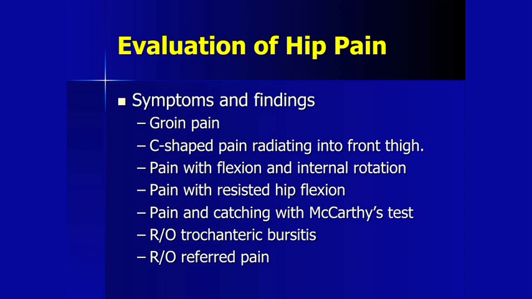There's a test called McCarthy's test that's done for labral tears, and essentially if you bring the leg back down in slight abduction, you can hear a clunk or feel a clunk, and that's to look for a labral tear, not specific arthritis. And then you also want to make sure that there's not bursitis or there's not referred pain from the spine, from an ovarian cyst, from a hernia, or from some other source. So you want to make sure that if you're seeing somebody, that their pain is truly from the hip joint.